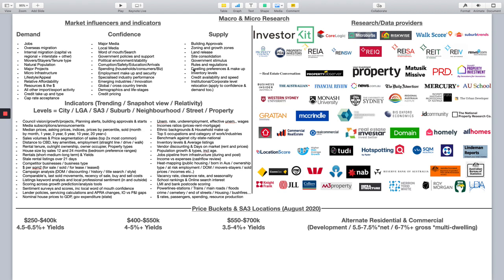Rules and regulations. This is a constant seesaw. You make it too easy to build, it's likely that garbage gets built. You make it too hard to build, less gets built. So again, lots of stuff is about finding that balance between the two to get it right. Dwelling preferences and makeup. Makeup is how many 3-bedders there are, 4-bedders, 5-bedders. But preferences is also shown by the sales volumes and the certain types that are occurring.